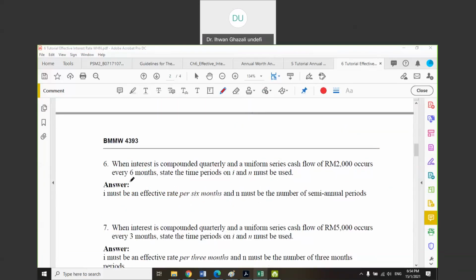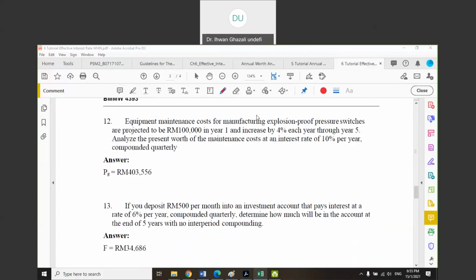Number 6. When interest is compounded quarterly, that is 4, right? And a uniform series cash flow of 2000 ringgits occurs every 6 months. State the time period on I and N that must be used. The answer is I must be an effective rate per 6 months, and N must be the number of semi-annual periods, right?